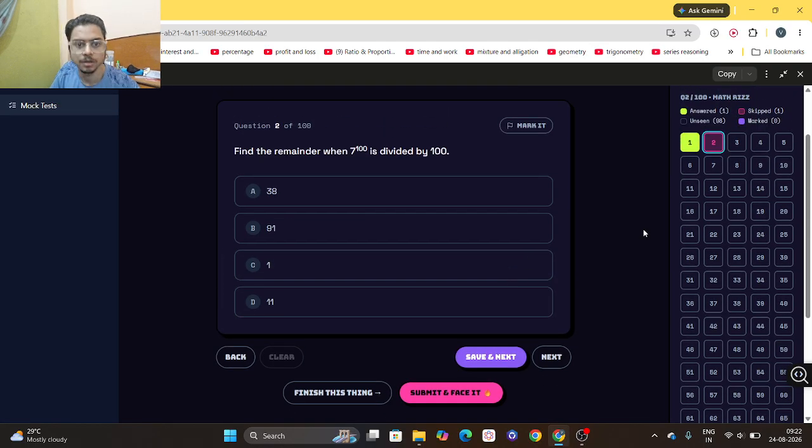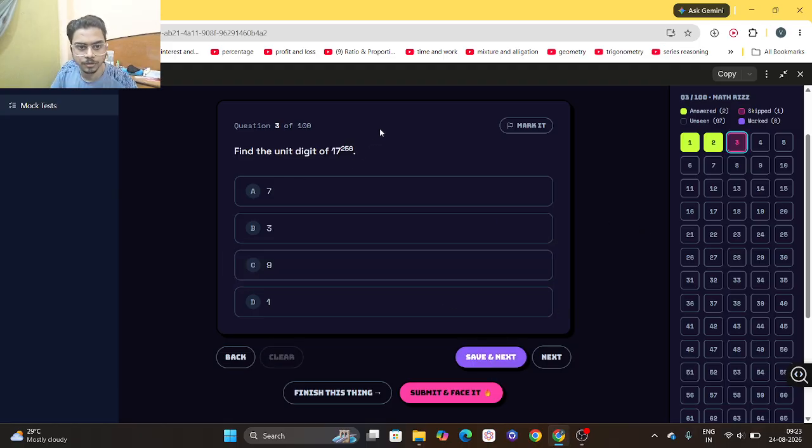Next. Find the remainder when 7 to the power 100 is divided by 100. Cyclicity of 7: 7 to the power 1 is 7, 7 to the power 2 is 49, 7 to the power 3 is 343, 7 to the power 4 is 2401. And 7 to the power 100 is 7 to the power 4 to the power 25 divided by 100, and we have to find the remainder. 01 to the power 25 divided by 100. 01.